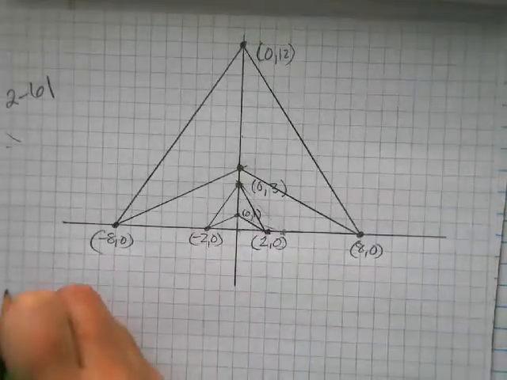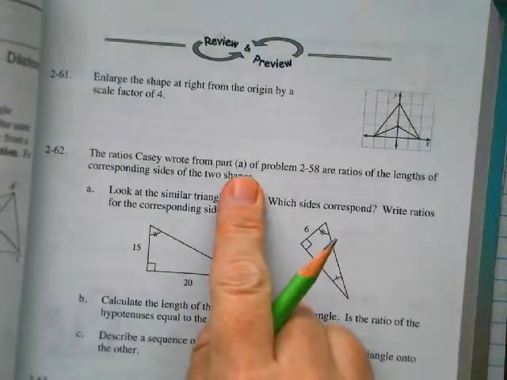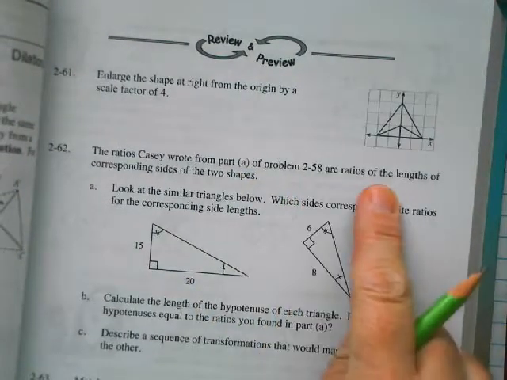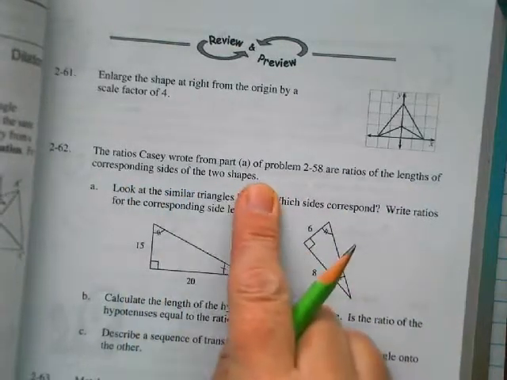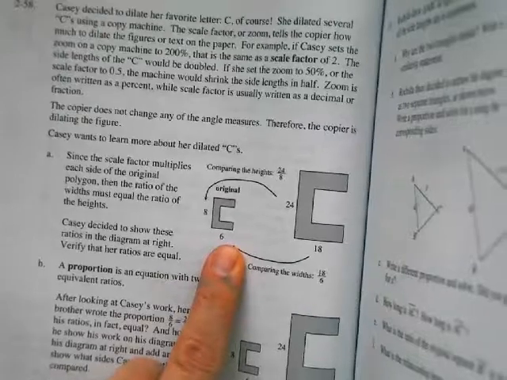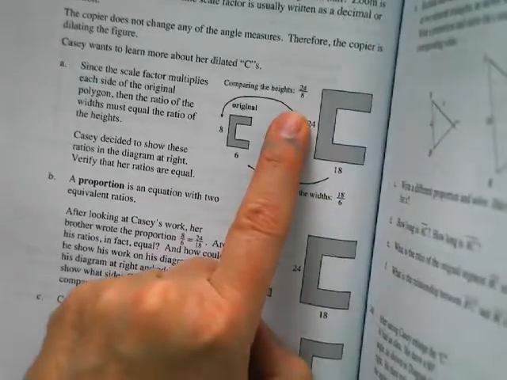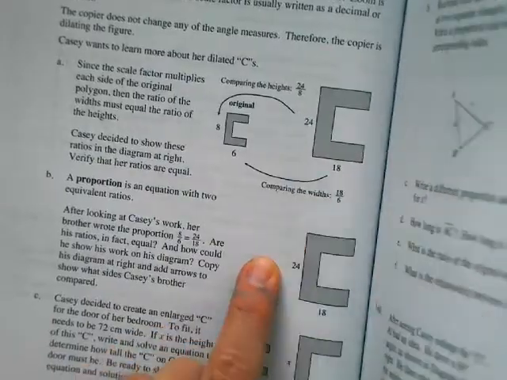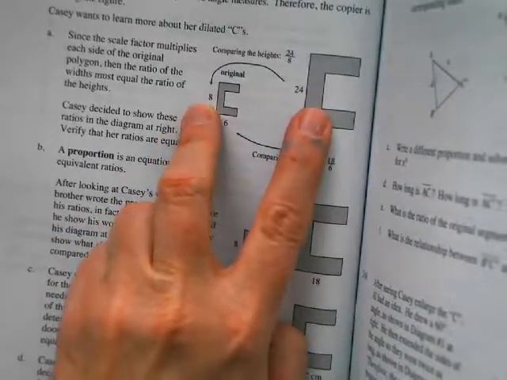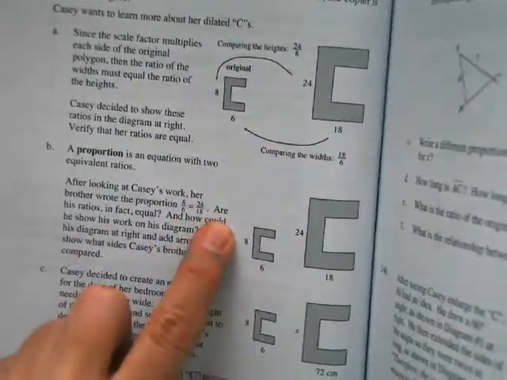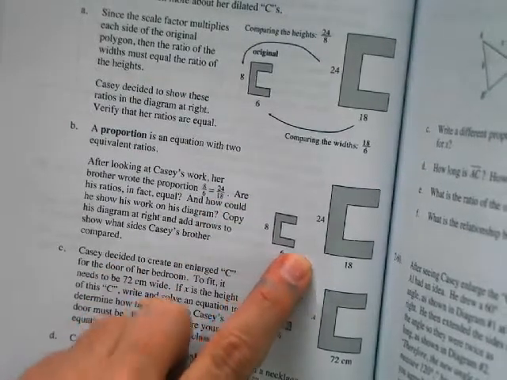Okay, for 262, it says the ratios that Casey wrote from part A of problem 258 are ratios of the lengths of corresponding sides of the 2 shapes. So they're referring to that problem we did with the C shape. And remember, she wrote 24 over 8, 18 over 6, and then her brother writes 8 over 6, 24 over 8. So she was comparing the heights and the widths, and then he just decided to compare height to width, height to width.